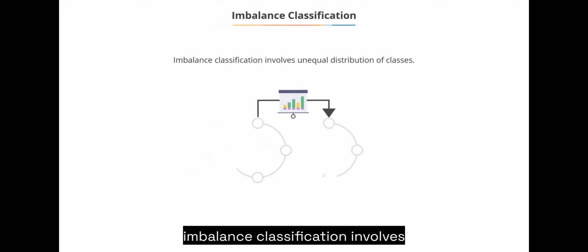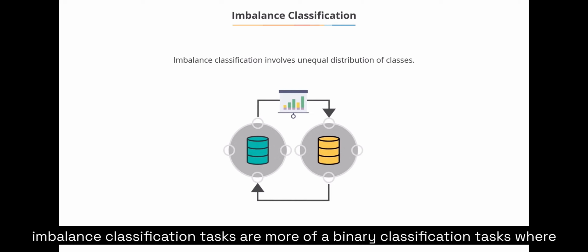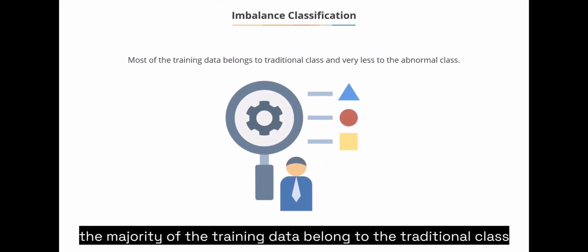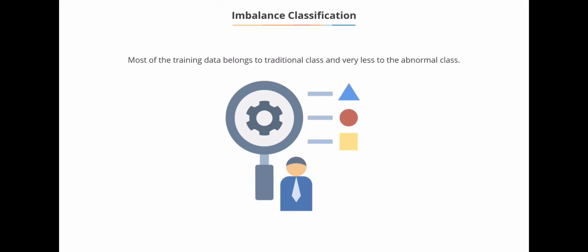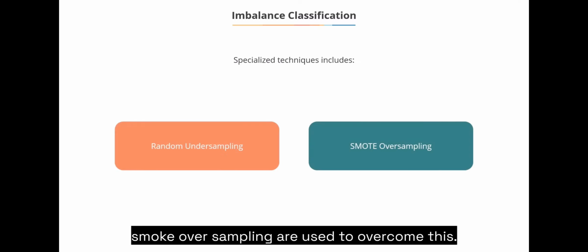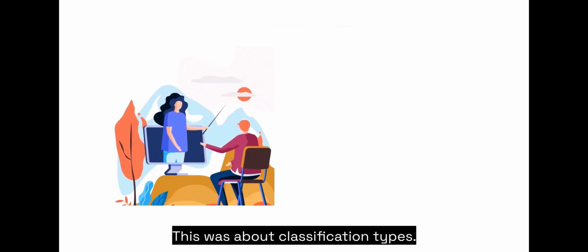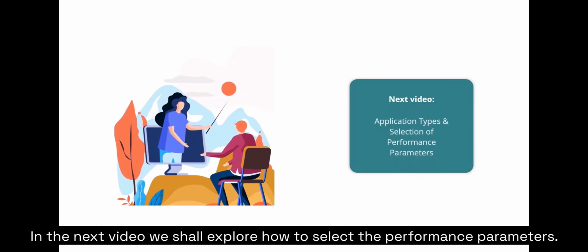Imbalance classification. Imbalance classification involves unequal distribution of classes. Imbalance classification tasks are more of a binary classification task where the majority of the training data belong to the traditional class and very few belong to the abnormal class. Specialized techniques, including random undersampling and SMOTE oversampling, are used to overcome this. This was about classification types. In the next video, we shall explore how to select the performance parameters.